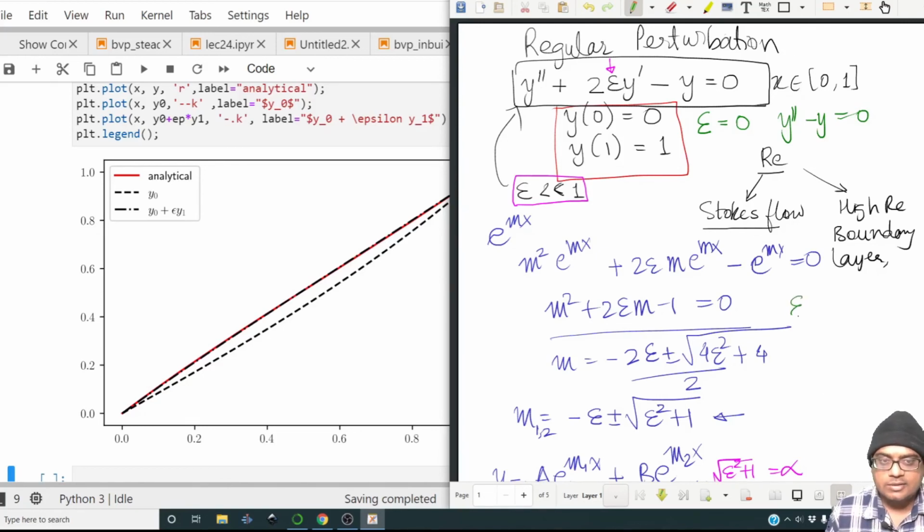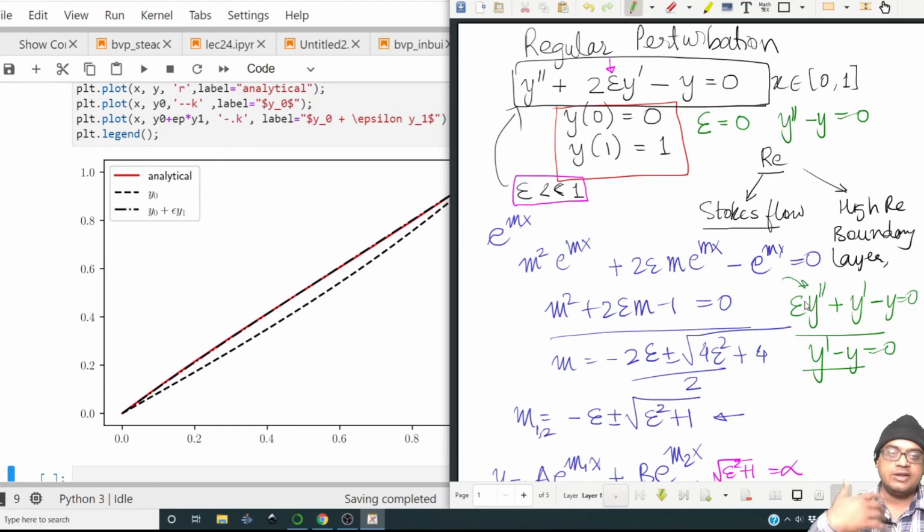Now, all such things fall beneath the purview of regular perturbation. But if you had something like epsilon y double prime plus y prime minus y equal to 0, this equation would still be governed by two boundary conditions. But now if we let epsilon go to 0, the base equation becomes this. So it's a first order equation, whereas the actual equation was a second order equation. Such kinds of things where you're causing a dropping of the order will not fall under the purview of regular perturbation, but they will fall in the purview of singular perturbation. And we will consider singular perturbation in our next lecture.